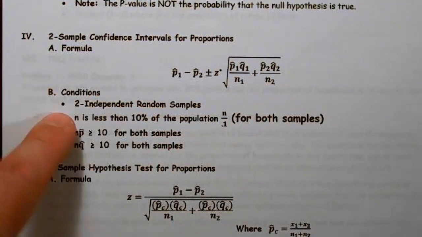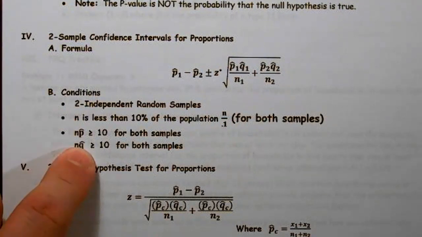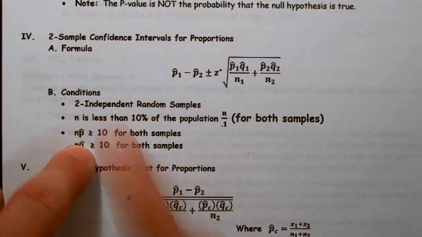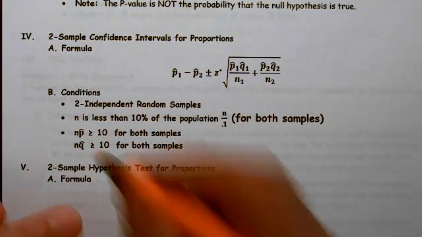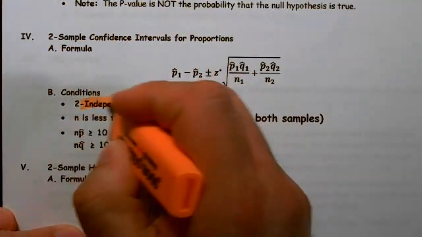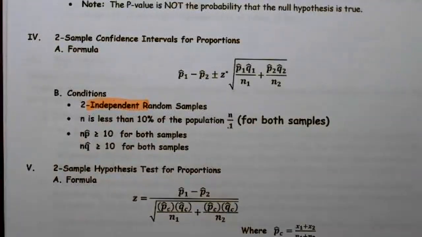Our conditions are the same, except we need to do it for both of them. And we need to say that the samples are independent. This is really key. You go ahead and say we have two independent random samples. Whereas before it was just a random sample, now we have two independent random samples. And make sure you include the word independent. You need to do n is less than 10% for both samples, and you need to check that it's large enough for both samples.